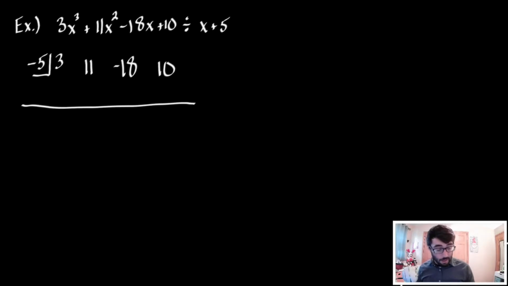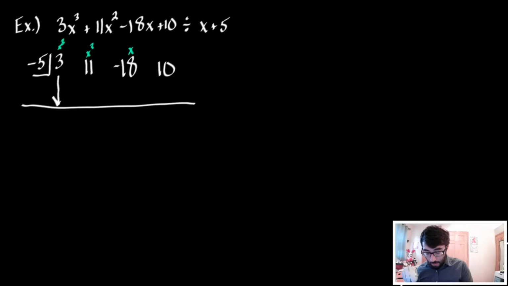Okay, and then we go ahead and we draw a line. Now remember that each of these places represents a specific term. So this represents the cubic place, this represents the quadratic place, this represents the linear place, and this represents the constant. Now remember, if there is a term missing, we need to hold this place with a 0. In this problem, we have all the terms, cubic, quadratic, linear, constant, so we don't need to worry about that.